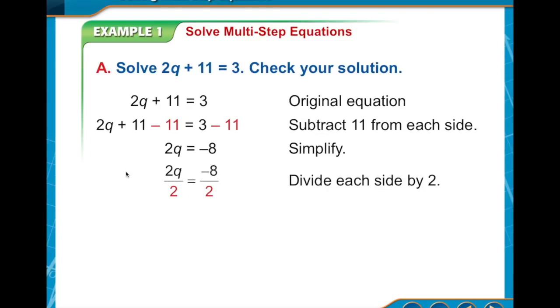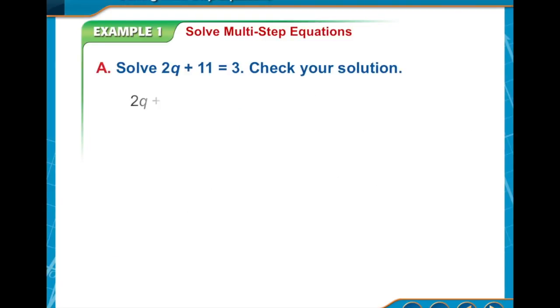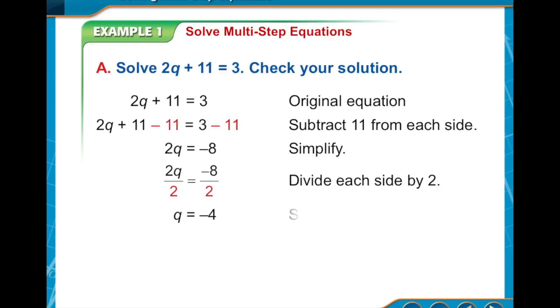So on the left, the 2's cancel out, we get just q. On the right, we get a negative 4. So q is negative 4. That's a solution that we think is correct. And now we should go back and check that solution. So if we plug in a negative 4 into this equation, would it check out? Well, 2 times negative 4 is a negative 8. Negative 8 plus 11 is a positive 3. That is a true statement. So this is our correct answer for 1A.